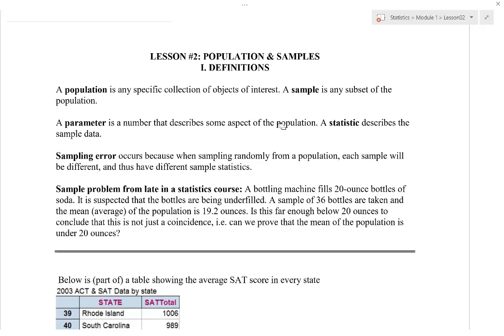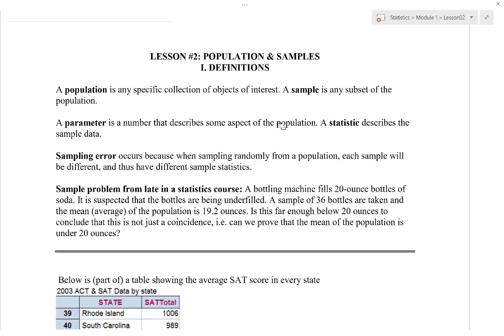To reiterate, our eventual goal is to take a sample of data and use that to make conclusions about the population. To take a sample of voters and try to predict the outcome of an election. To take a sample of recipients of a particular drug and try to determine whether the drug is useful, how it's going to work in the population based on that sample.